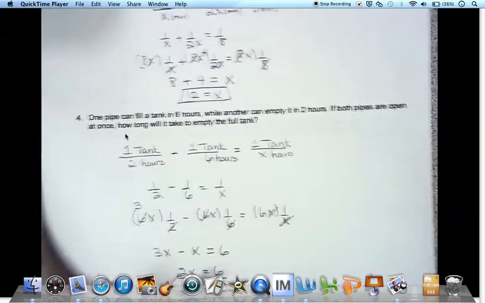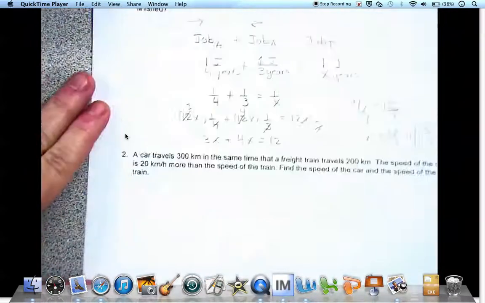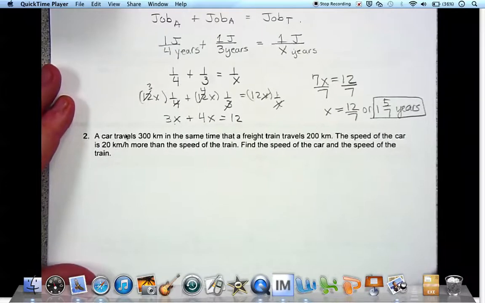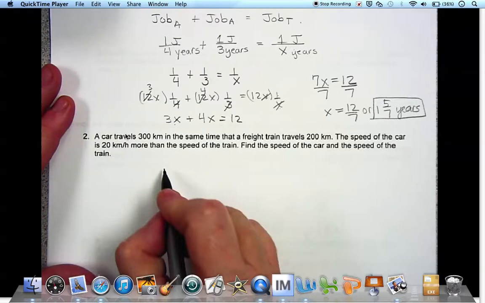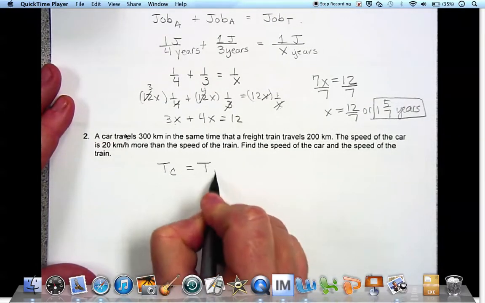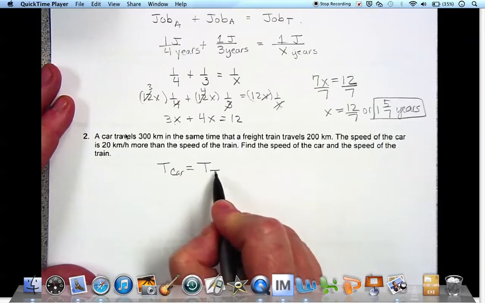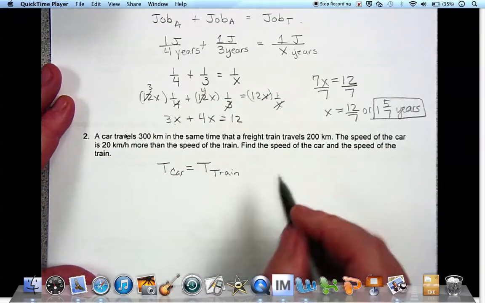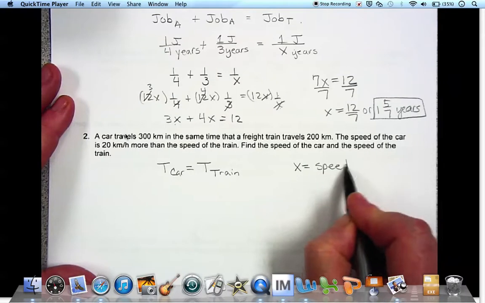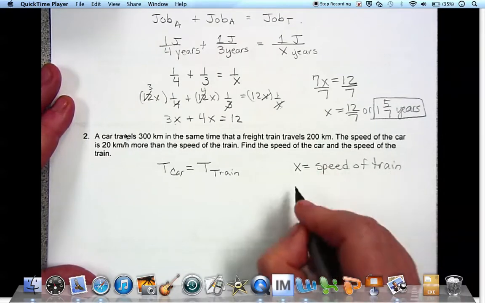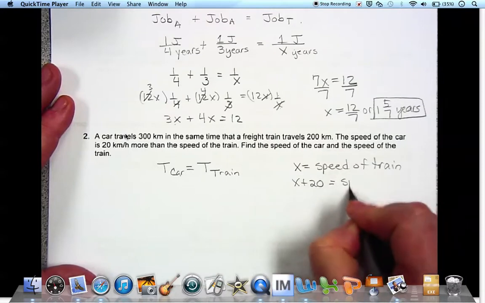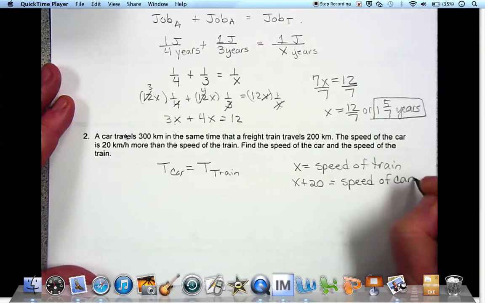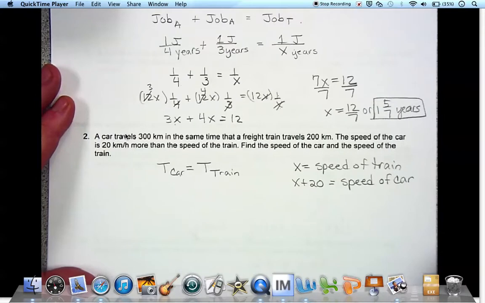Okay, and then we have one more about rate and distance. A car travels 300 kilometers in the same time that a freight train travels 200 kilometers. So their time is the same. So the time of the car equals the time of the train. This is car, this is train. The speed of the car is 20 kilometers more than the speed of the train. So let x equal speed of train. And then let x plus 20 equal speed of the car, because the speed of the car is 20 miles per hour faster than the speed of the train. Find the speed of the car and the speed of the train.